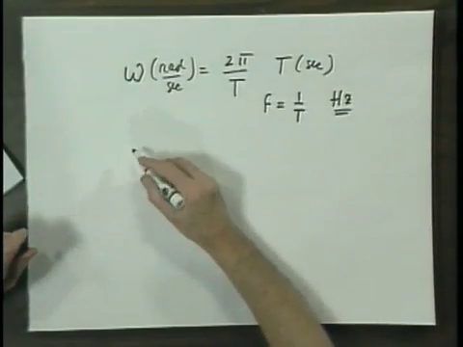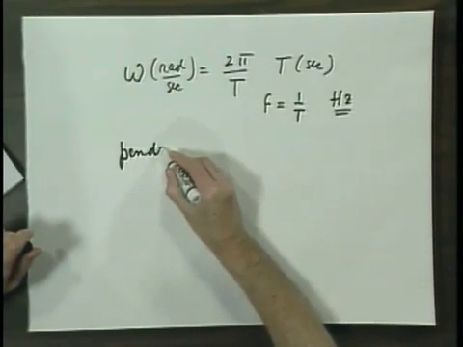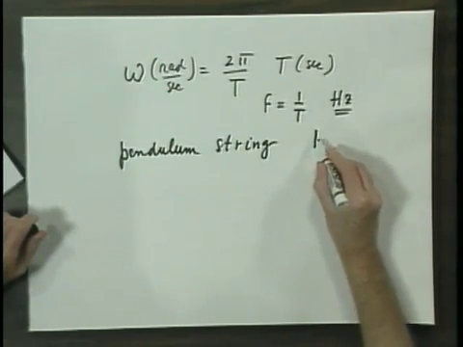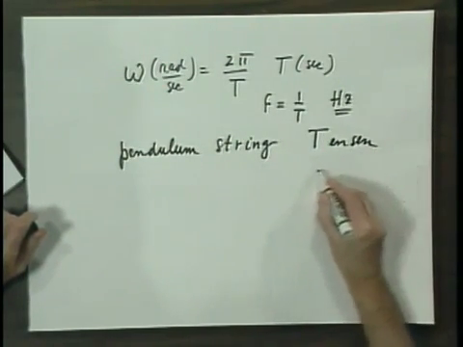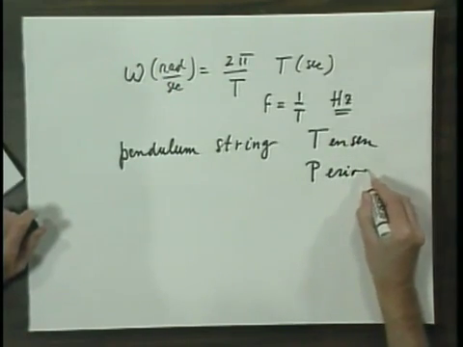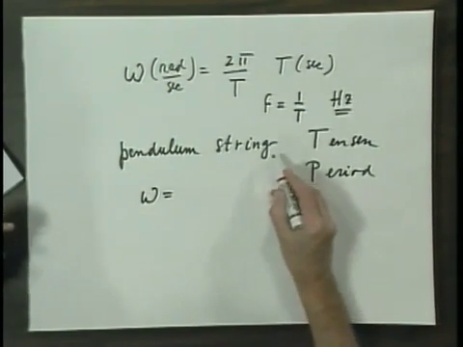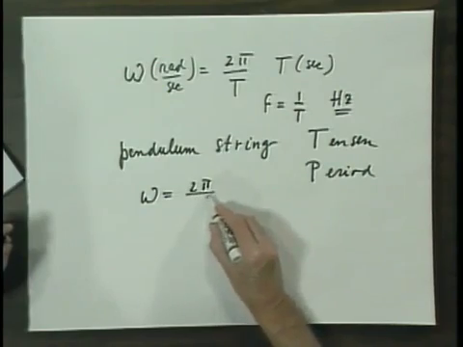I will therefore use, for the period of a simple harmonic oscillation, but only when we're dealing with a pendulum with a string, that means you have tension, I will therefore use for the period then capital P. So in the case that we have a pendulum with a string, I will reserve T for tension, and I will reserve P for periods. So now we're going to have omega, angular frequency, of the pendulum with a string and a bob, will be 2 pi divided by P.